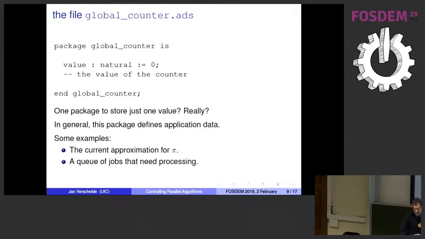Four files, here is the simplest one. This is just storing the global state. This is probably overkill, one package for one constant. But in the application I'm looking at, this will store the job queue. So this will be the interface to the job queue, and everything that you want to compute. Here we just count. So we have a value that we want to store. This is meant for extension.